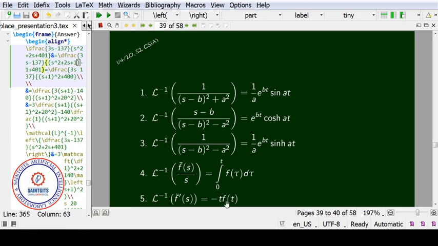Similarly, Laplace transform product with t is equal to derivative. So L inverse of derivative is equal to minus product with f of t, minus t into f of t.